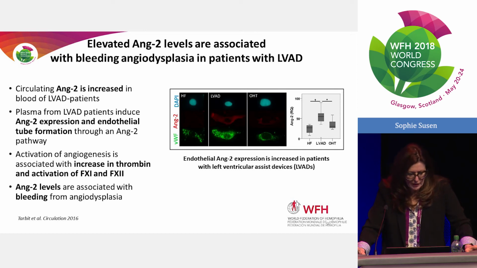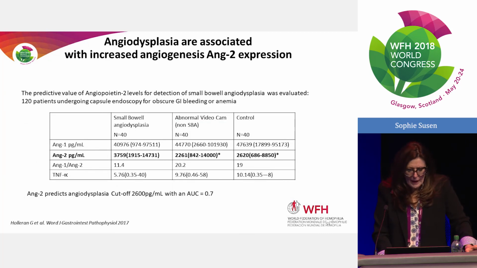So ANG2 levels are also associated with bleeding. In patients with bleeding, ANG2 levels are higher than in patients without bleeding. It goes with an older paper, a little group of patients, in which the authors tried to investigate if ANG2 levels were a good predictor of the finding of angiodysplasia after capsule endoscopy. Of course, the area under the curve was 0.7 for the prediction by ANG2 levels, but it sounds that ANG2 is a very important trigger in angiodysplasia.